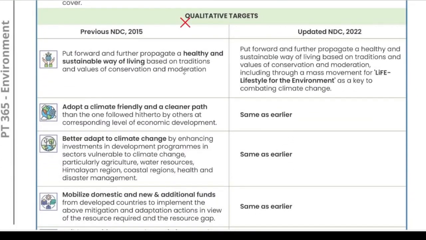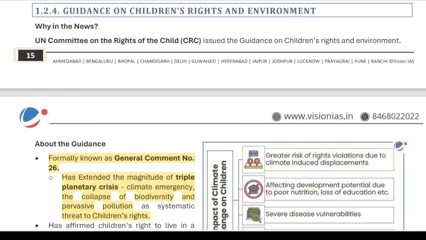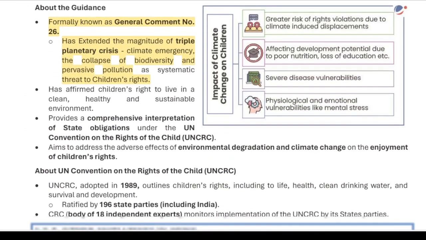This infographic is not very important, just leave it. It is not important from the prelims perspective. Guidance on children's rights: the UN Committee on the Rights of the Child has issued some guidance. What you have to remember for prelims is that this guidance is known as General Comment number 26. Only this you have to remember.